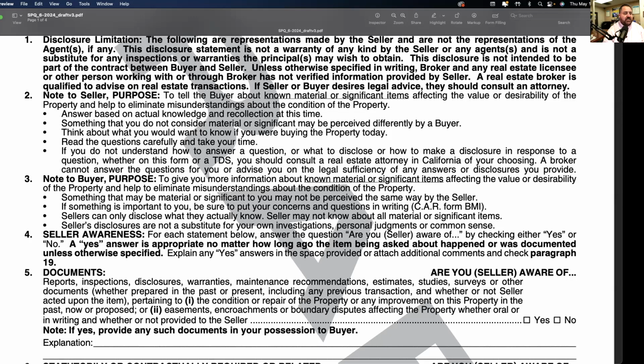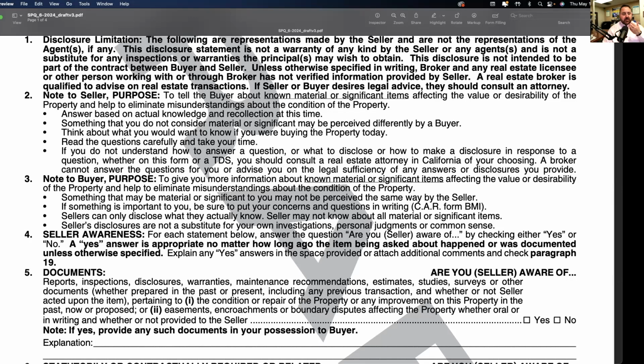Seller awareness. For each statement below, answer the question, are you seller aware of, by checking either yes or no. A yes answer is appropriate no matter how long ago the item being asked about happened or was documented, unless otherwise specified. Explain any yes answers in the space provided or attach additional comments, and check the paragraph 19.